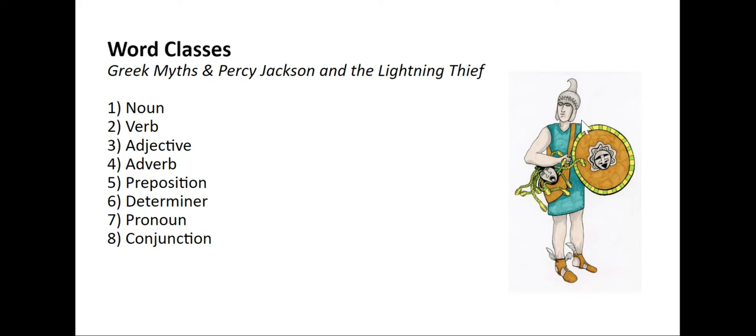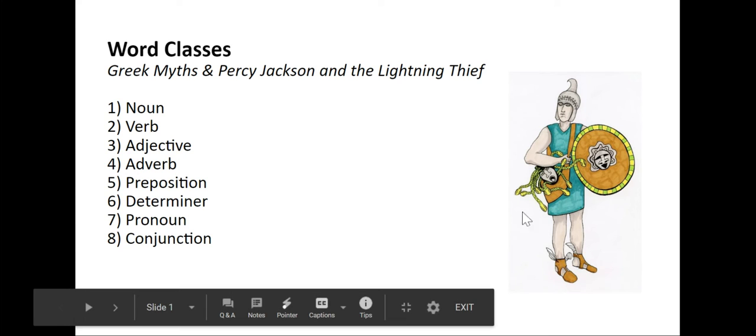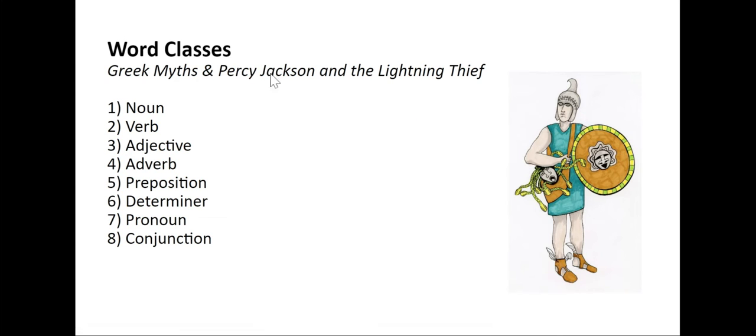Some clues we know that tell us this is Perseus are Medusa's head, Hermes' winged boots, and Athena's shield. So today we're learning about word classes. Word classes just mean what group of words does it belong to? What's the function of that word and what type of word it is.